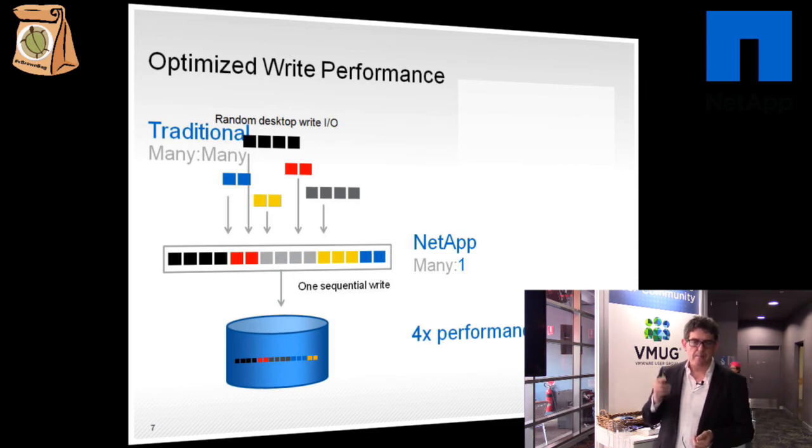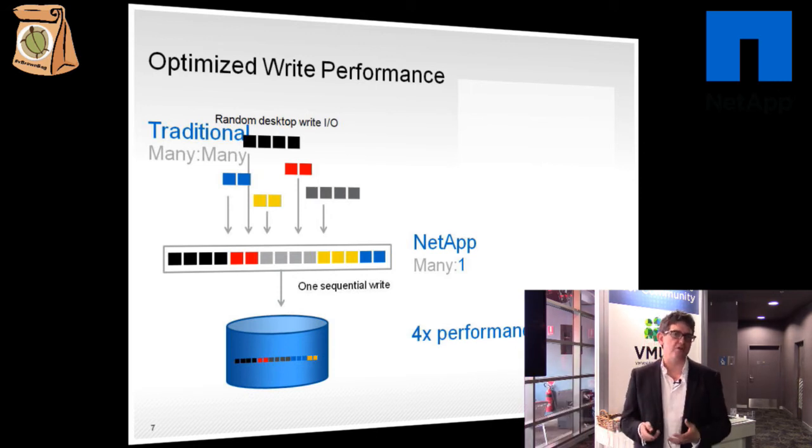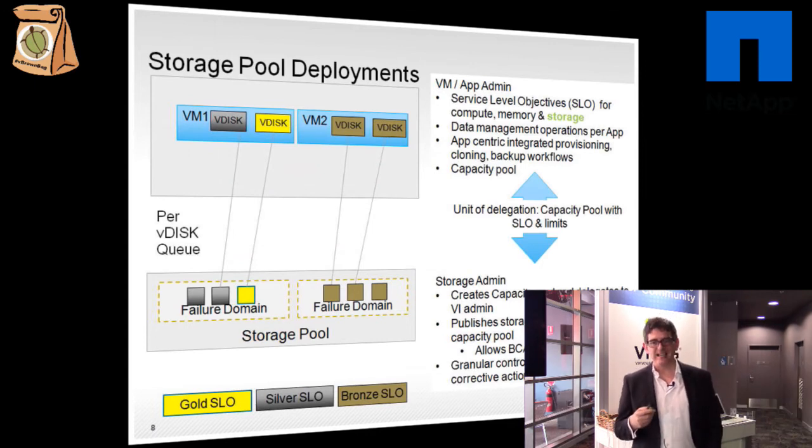But being able to go through and take that I/O blender and use some intelligence to turn that into something which is optimized is going to be a key feature of all storage technologies related to virtualization going forwards. So if we think about what is the ideal storage pool deployment, what does it look like? In many ways it looks a lot like the early NFS and CIFS implementations that we saw in VMware and with Hyper-V once they finally got around to supporting SMB3.